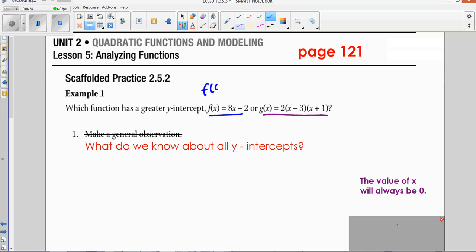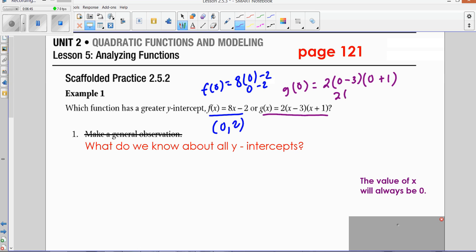So if I did f of 0 here, I could go 8 times 0 minus 2. Well, 8 times 0 is 0, minus 2. So my y-intercept here is 0, negative 2. That's for f of x. For g of x, I can do the same thing. I can go g of 0, and I can go 2 times 0 minus 3 times 0 plus 1. And again, I just simplify. 2 times 0 minus 3 is negative 3. 0 plus 1 is 1. 2 times negative 3 is negative 6 times 1. So my coordinate is 0, negative 6.